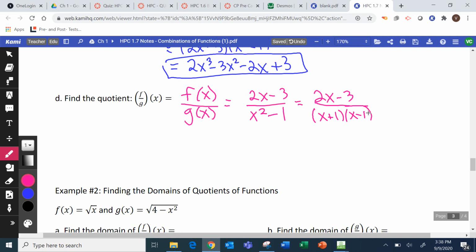When you do this in your assignment, they're also going to ask for the domain for the quotient. So we're going to find the domain for this quotient. Remember, the denominator cannot equal 0. So x squared minus 1 cannot equal 0. So I've got x squared cannot equal 1. I square root both sides. I get x cannot equal positive or negative 1.